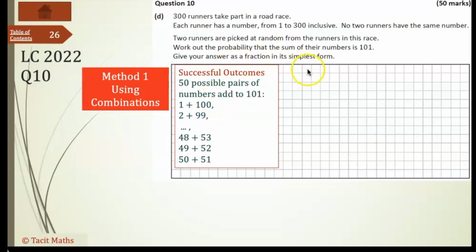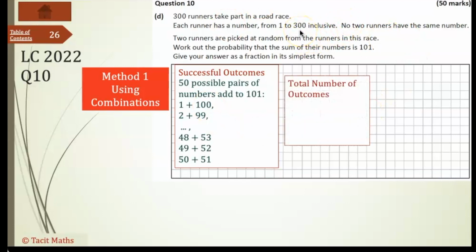Now, how many outcomes are there in total? So how many different combinations of 2 runners can you have? If you're very familiar with combinations, you'll spot that it's the combinations formula we're using here. We're choosing 2 from 300, so it's simply 300C2. A lot of students have big issues with combinations, and spotting that this is a combination and being certain of it is quite a difficult thing to do. So don't worry too much if that looks a bit intimidating.